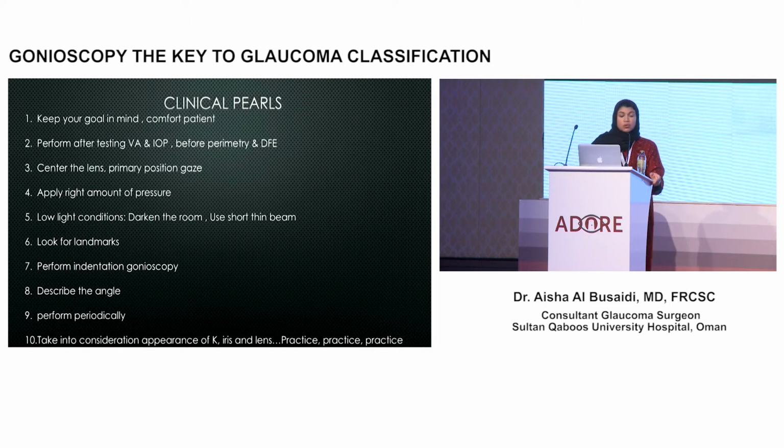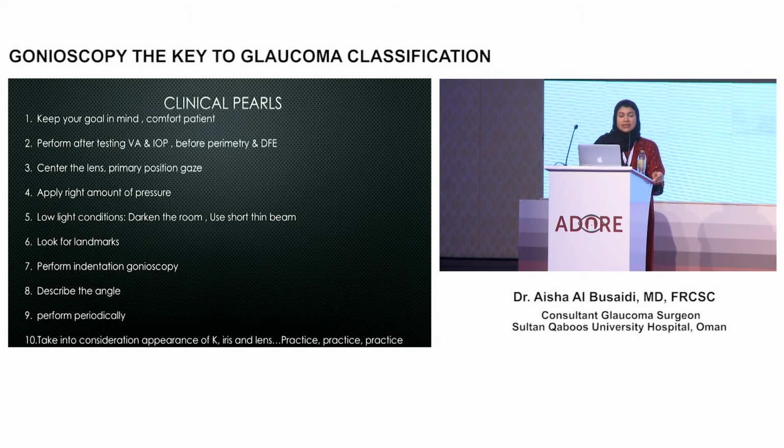Low light conditions should be used, so you darken the room and you use a short, thin beam. So you really don't want to constrict the pupil and open the angle. You look for landmarks, as we said earlier, the corneal wedge technique, and you perform indentation gonioscopy, as we said, when needed. You describe the angle in any way that you find useful. You don't have to follow the grading schemes. It is helpful if you know one of the grading schemes, but you can describe what structures you visualize, where's the iris insertion, what is the pigmentation of the angle, if there's PAS or no PAS, and so forth. And obviously, you perform this test periodically on your patients.